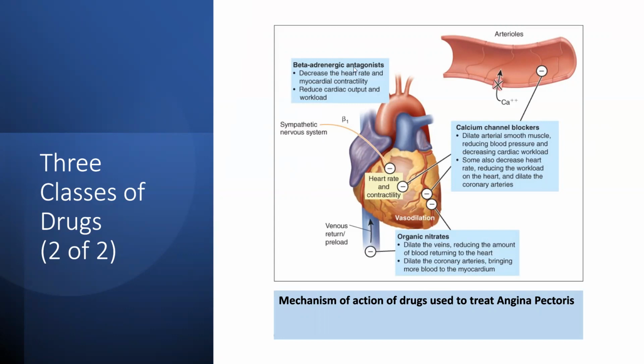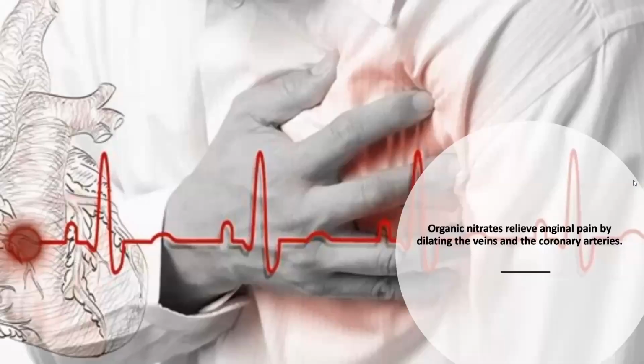Then we have beta-adrenergic antagonists. They decrease the heart rate and myocardial contractility. They reduce the cardiac output and the workload. Then there are the calcium channel blockers. They're going to act on the arteries and they're going to act on the heart. So they dilate the arterial smooth muscles, they reduce the blood pressure, and they decrease the cardiac workload. Some also decrease the heart rate, reduce the workload on the heart, and dilate the coronary arteries. So this way, they help to treat the angina.